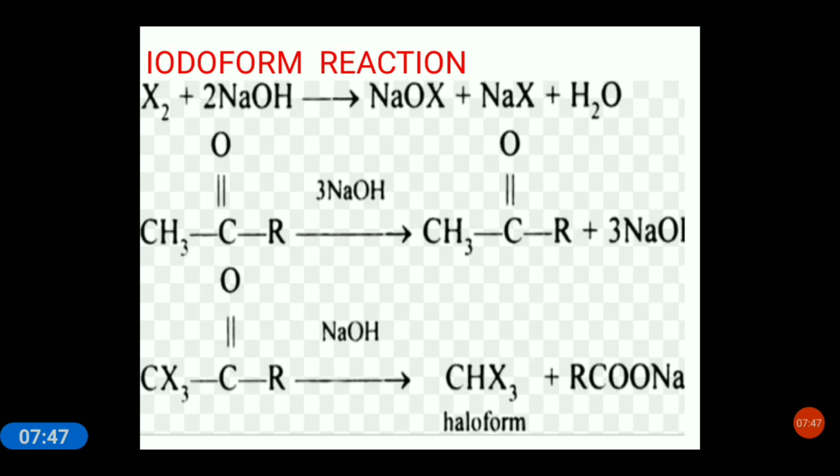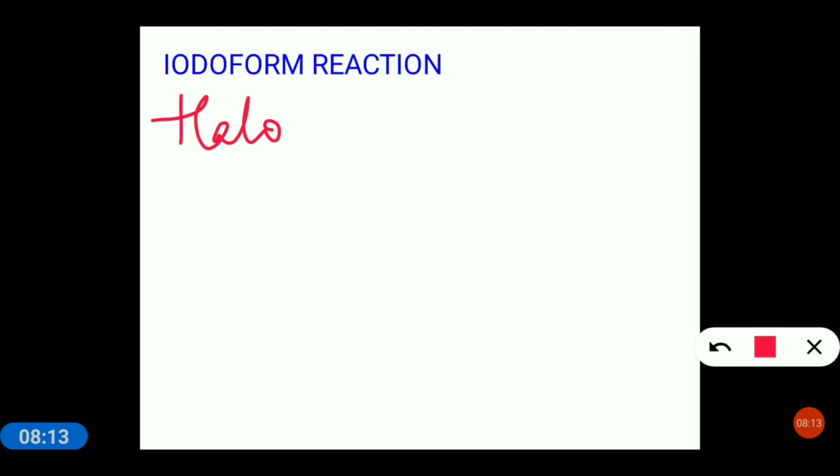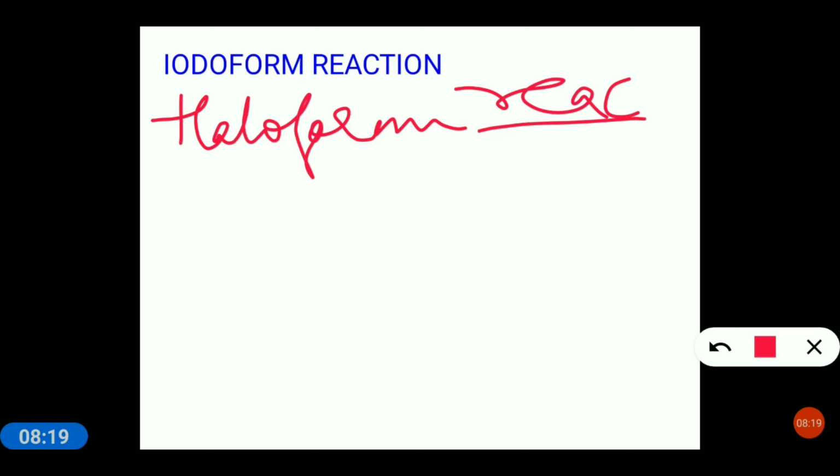Iodoform reaction. When we talk about the iodoform reaction, it is given by those compounds which have a CH3CHOH group, or the ketones which have a CH3CO group. It is also called the haloform reaction. Why haloform reaction? Because iodine is a halogen, so instead of iodine, chlorine or bromine can also be there.